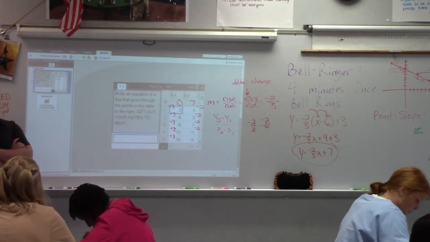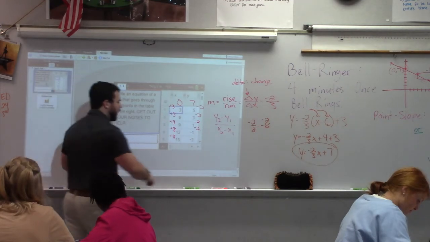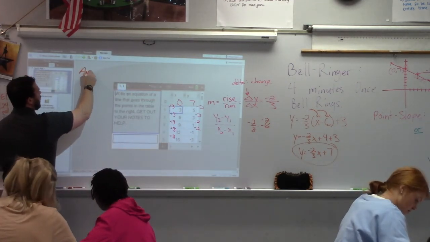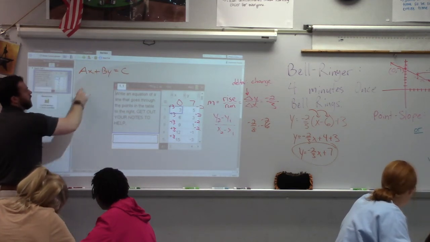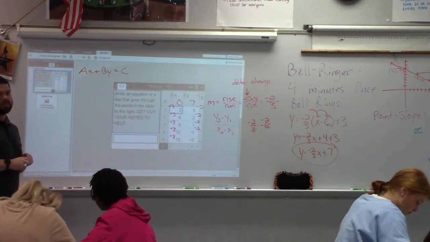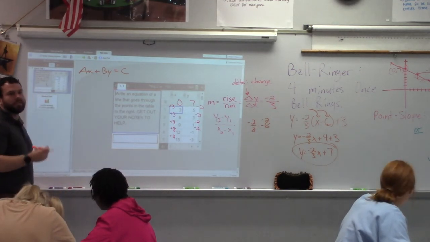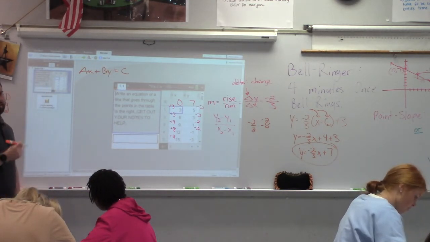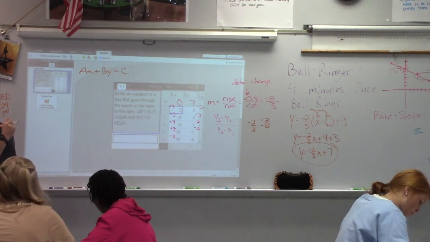Max, what's your question? Isn't there a third form? Standard form. There's actually a fourth form as well, because standard form, that's this one, ax plus by equals c. That form is really useful for word problems, because that multiplication right there, multiplication is repeated addition. That multiplication right there is repeated addition.